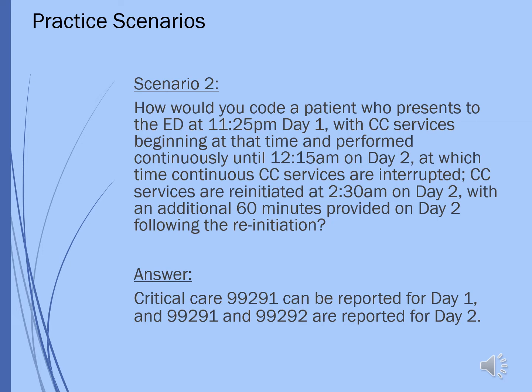So for day 1, you would report 99291. We had 35 minutes of critical care, so 11:25 to 12 a.m. For day 2, the clock resets, and we had 15 minutes of critical care services, plus an additional 60 minutes of critical care services, which adds up to a total of 75 minutes of critical care services provided on day 2. So for day 2, you would report CPT code 99291 and 1 unit of 99292, the add-on code, which totals 75 minutes.